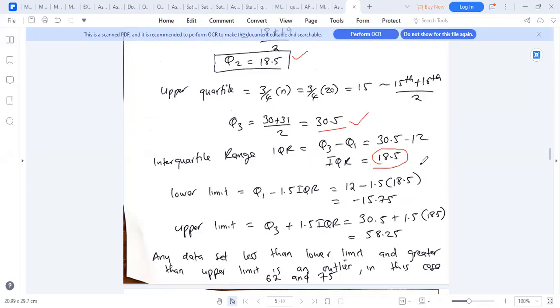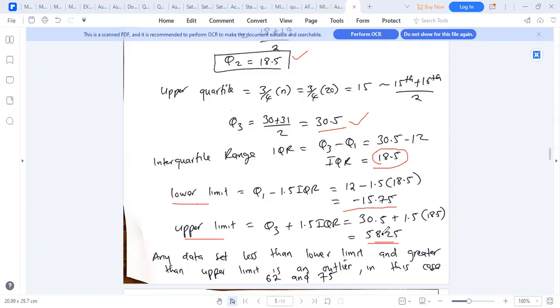Then to find the lower limit, we subtract: Q1 minus 1.5 IQR. So 18.5 times 1.5 is the standard value. Subtract from the 12, we get negative 15.75. Then the upper limit, Q3 plus 1.5 IQR. So we add 1.5 times 18.5. We get what? 58.25.